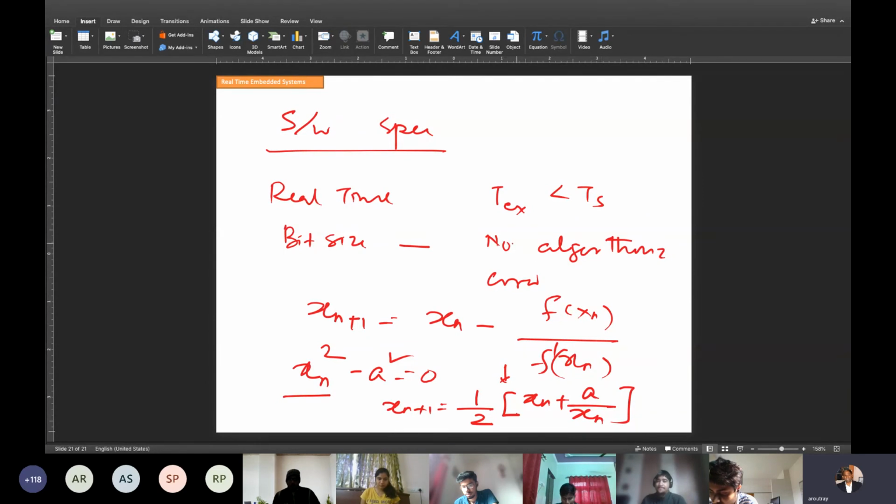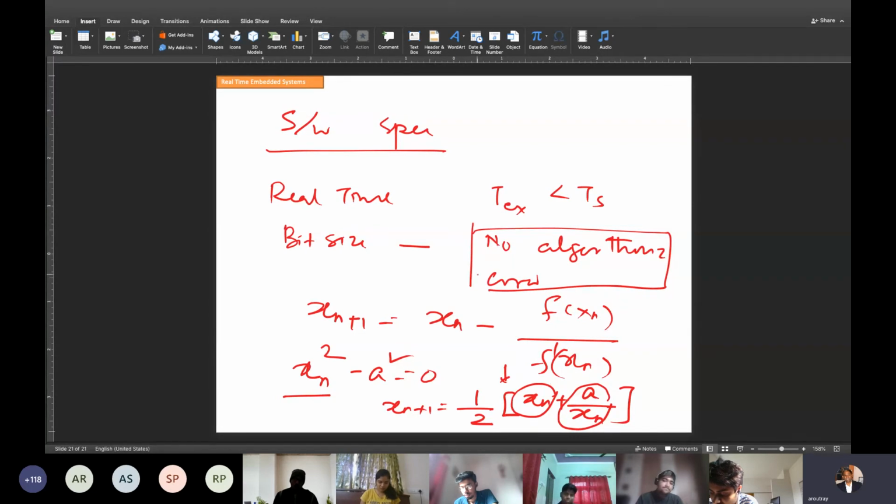So the algorithm's number of bits should be such that there is no algorithmic error. What is algorithmic error? In this case, if the bit size is less, there may be division quantization, addition quantization. So there will be a lot of quantization errors. The bit size, the number representation, is very, very important here.